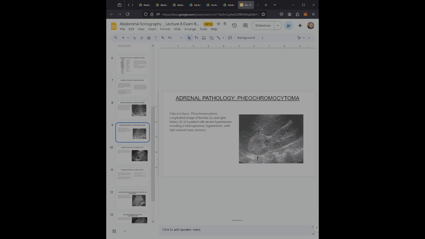Sonographically, we would see large hypoechoic masses in the area of the adrenal glands, and it can have various sonographic appearances, including hypoechoic or diffusely heterogeneous. And as we see here, pheochromocytoma is seen as a heterogeneous, between these two arrows, hypoechoic solid right adrenal mass.